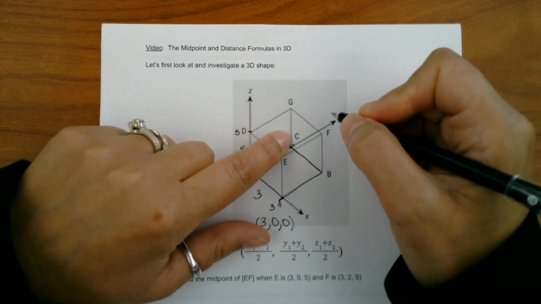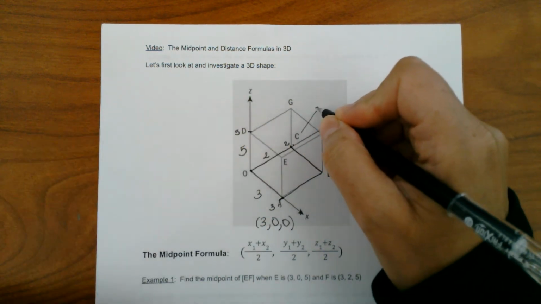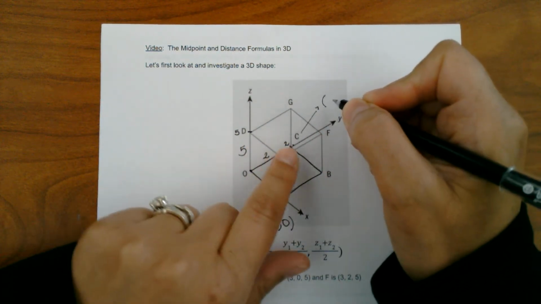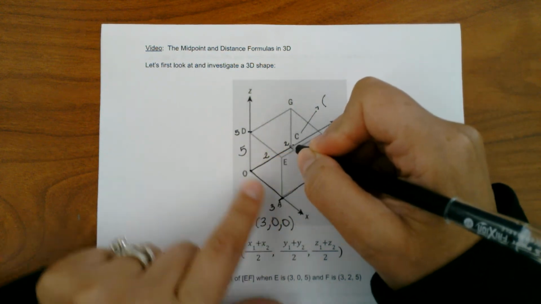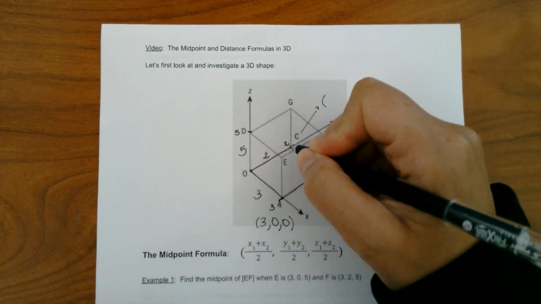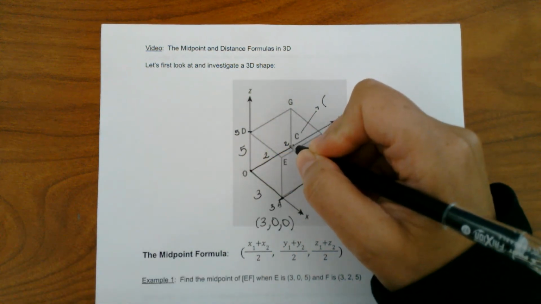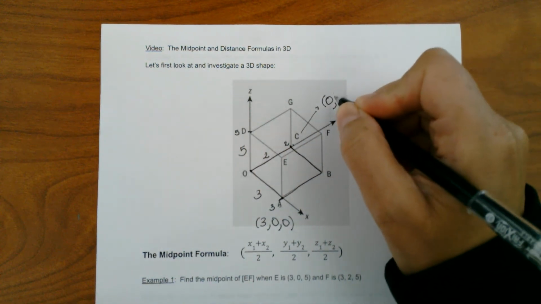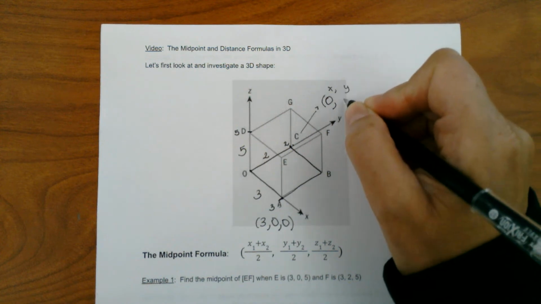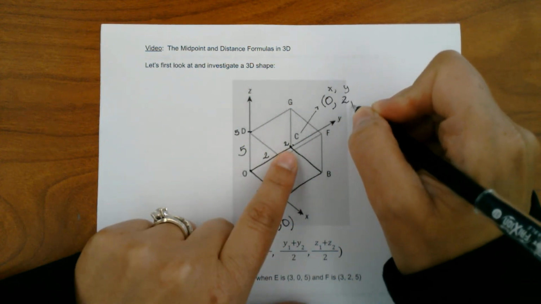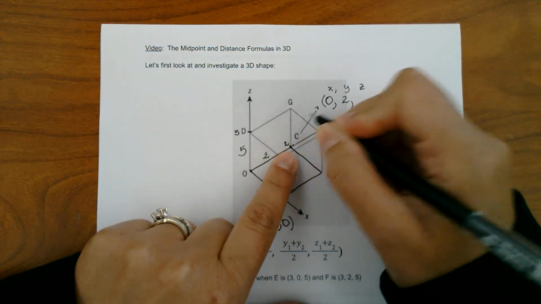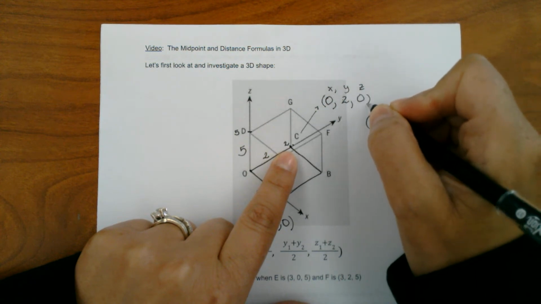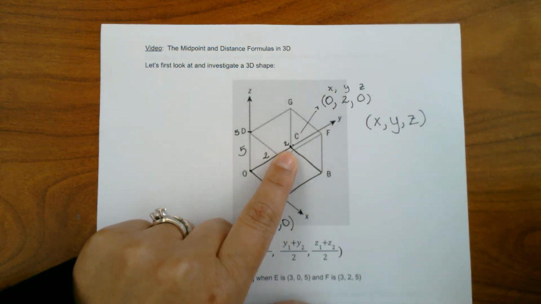Let's try labeling point C. Point C, we can see, well, is it anywhere near the x-axis? No, it's just sitting on the y-axis. So it is nowhere near the x-axis. On the y-axis, where is it? At 2. Does it have any height to it? Nope. 0. So 0, 2, 0.